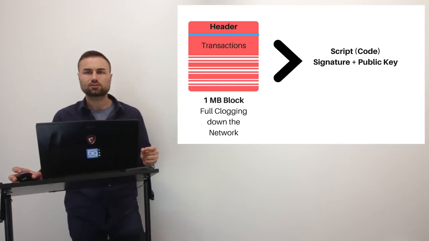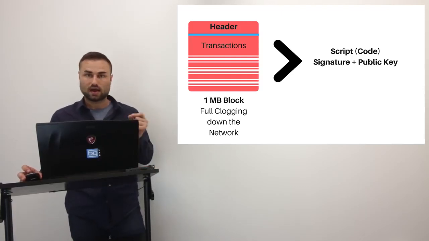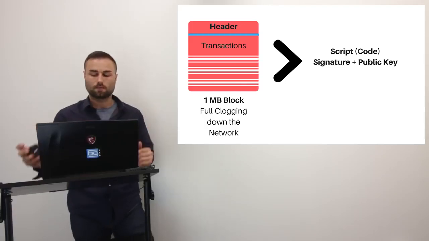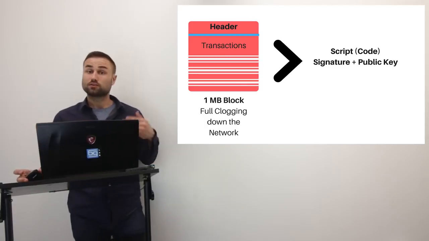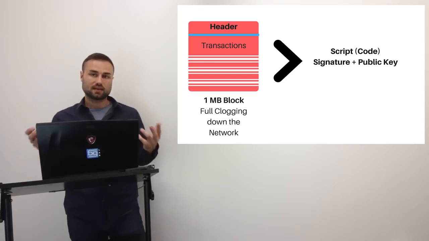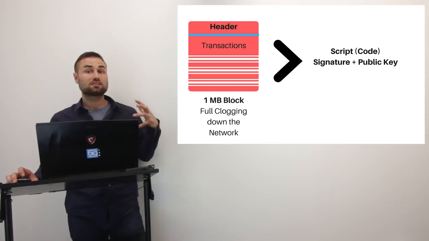Now, within the transaction is something really important. Within every transaction, obviously you have inputs and outputs, but you also have something called a script, which we'll just call code. Within the script, you have your signature that represents you, and you have your public key. All of this is necessary to confirm that it's a legitimate transaction. So that's how the system works right now.